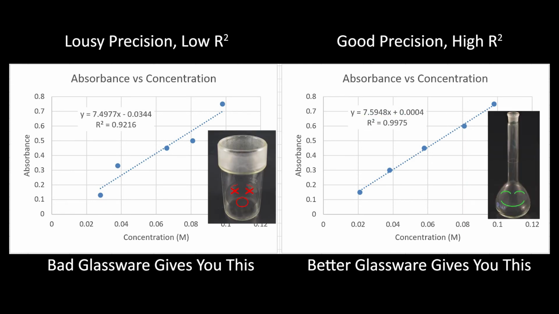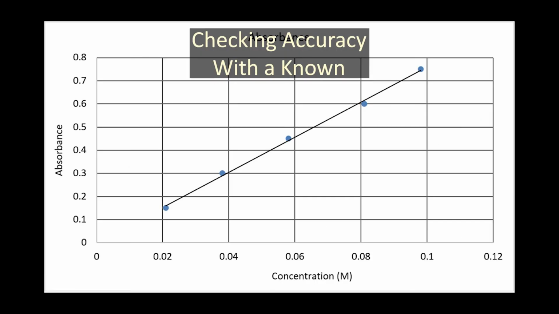Since your plot's linearity, represented by R-squared, depends on how precisely you made your solutions, you can use it to evaluate your glassware. Glassware that cannot precisely measure out liquids will give you a series of solutions that vary a lot from what they should be, and this will show up as a low R-square value. Aside from evaluating the precision of your glassware, you will also evaluate its accuracy.